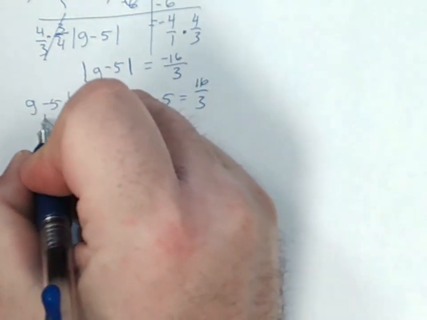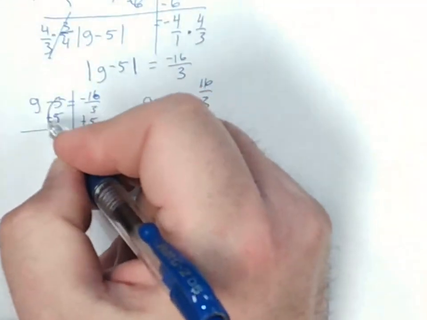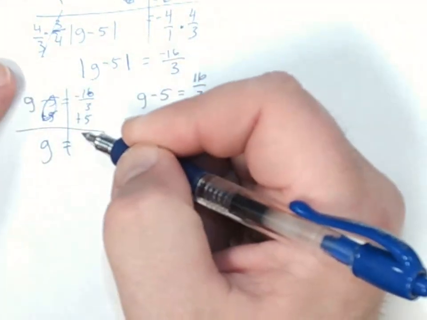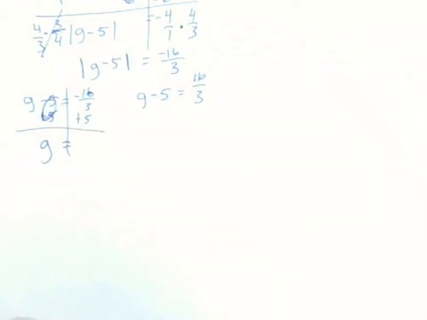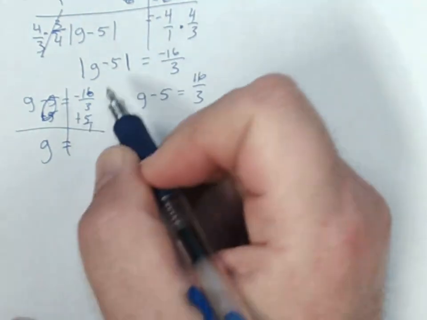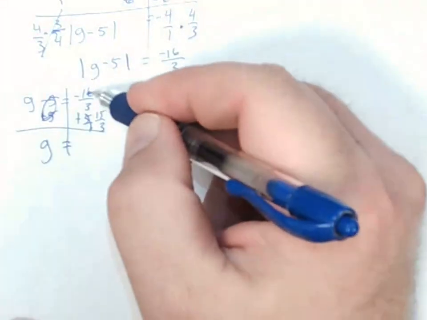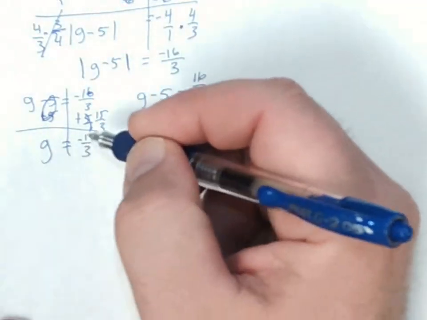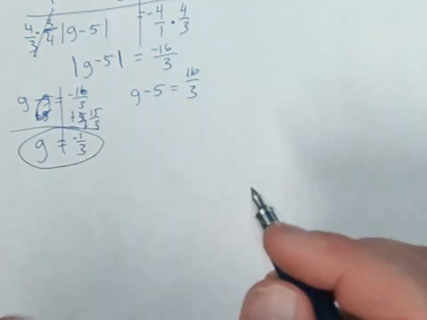All I'm going to do is add 5 to both sides. That makes a 0 pair on the left. g minus 0 is g. And then on the right, we've got negative 16/3 plus 5. That's actually 5 over 1, which if I change it into thirds becomes 15 over 3. So I have negative 16/3 plus 15/3. That's negative 1/3. So we'll see if that is correct or not. We'll check it in a minute.